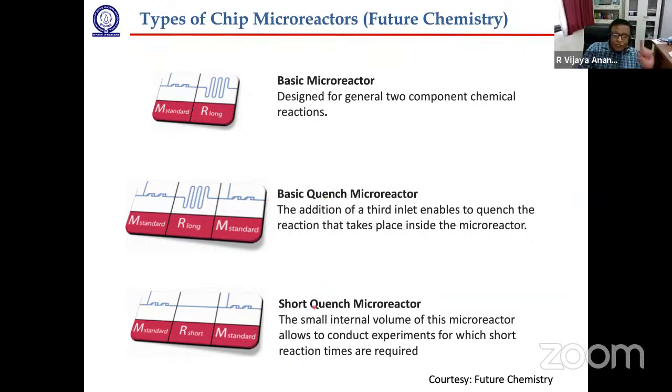In the short quench microreactor, which is really useful for a very fast reaction, suppose A and B mix and immediately react to give the product. You can use this kind of microreactor. This reduces the time because this portion is not there. You just mix it, the reaction takes place very quickly, and if you want, you can attach another inlet for quenching, and the product comes out immediately. So there are various kinds, but these are the three main microreactors we generally use in the lab.